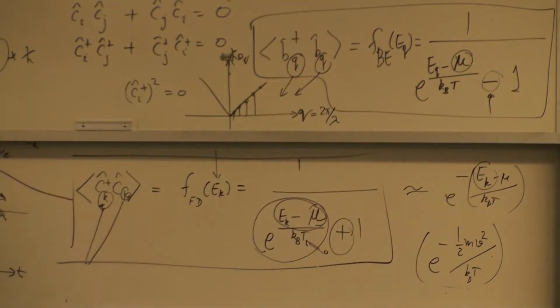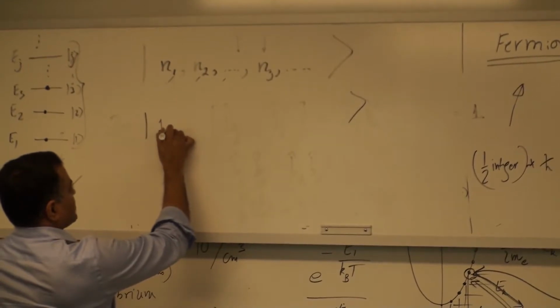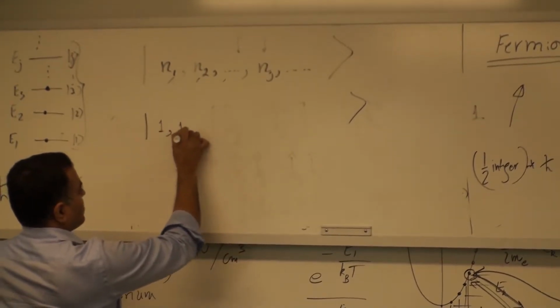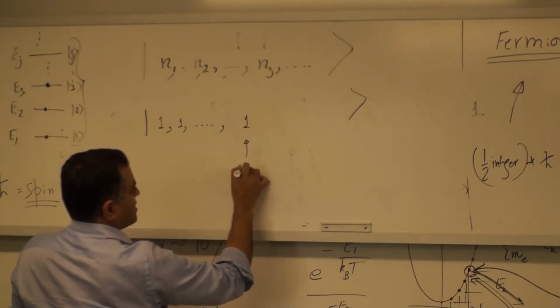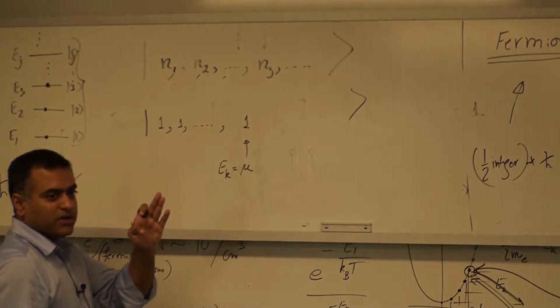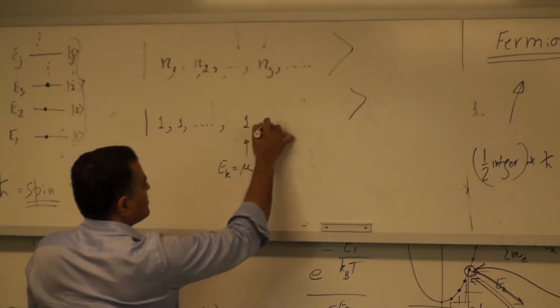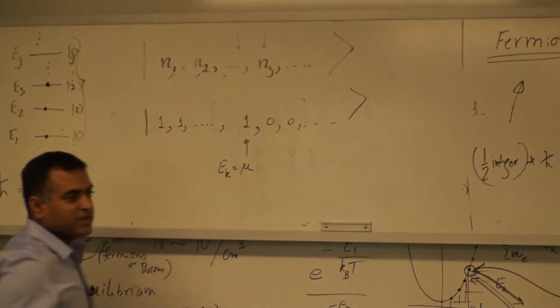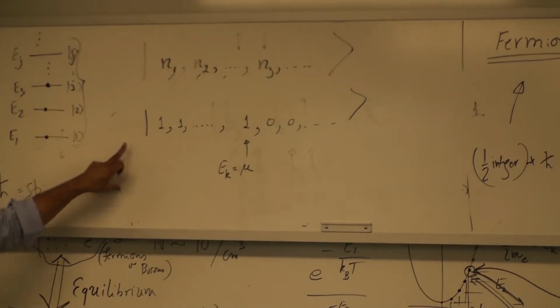So if I were at 0 Kelvin and I try to write the state of my system, you can see that the state of the system will be very interesting for fermions. It will be 1, 1, filled all the way to the energy of the orbital where the chemical potential is mu. And then above it, it will be 0, 0, and so on. Right? This is the state of the system in the occupation number picture. Does that make sense?